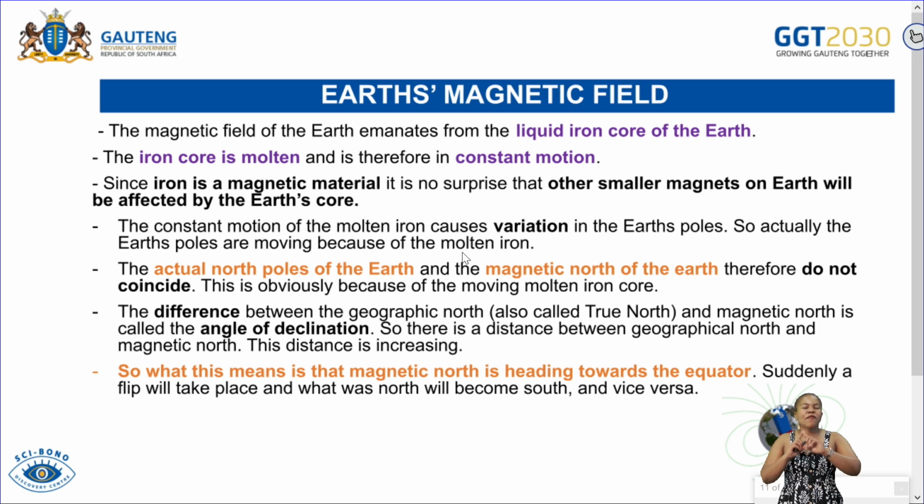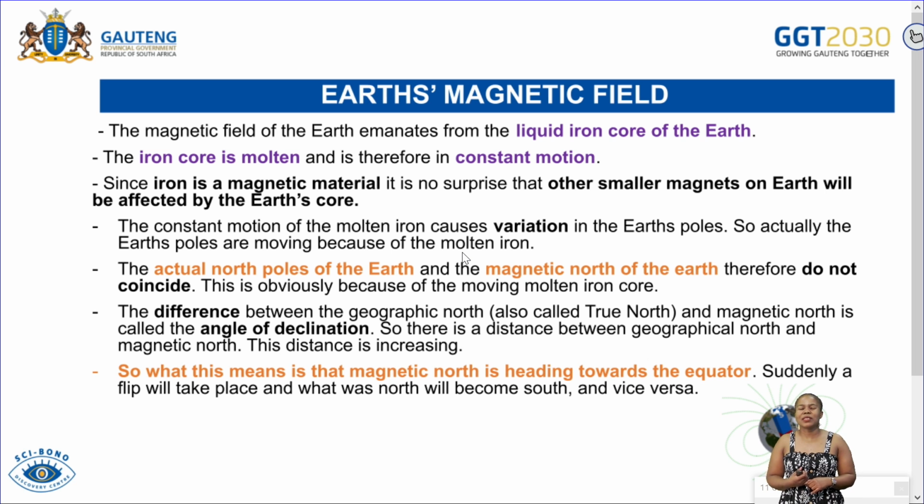Okay, that difference between the true north and the magnetic north pole, we call it an angle of declination, and it's usually a difference of about 11.5 degrees. So there's a distance between those two poles, and the distance keeps increasing because the magnetic north is moving towards the center of the Earth, which is your equator.